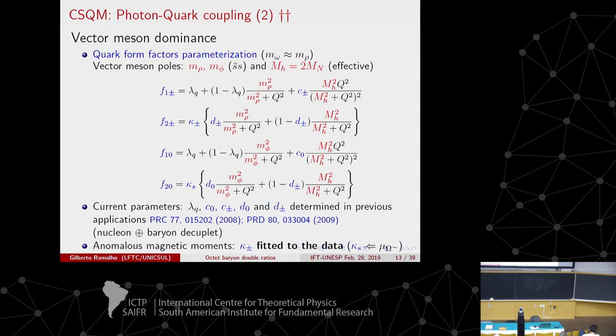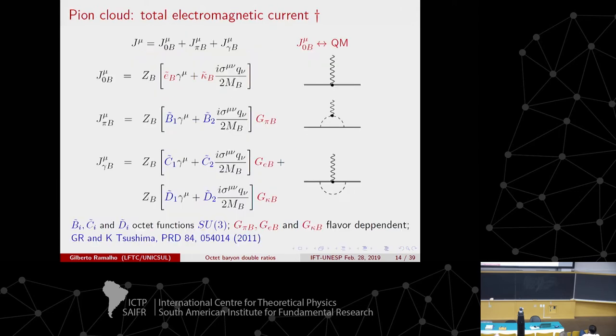So almost all these coefficients were determined in previous works by the studies of the nucleon and the baryon decuplet. The ones that we readjust here are only the anomalous magnetic moments of the quarks u and d, or if you want, isoscalar and isovector anomalous magnetic moments. When we consider the meson cloud, in first order, we have to consider these different diagrams. The first is just a coupling of the photon with the quark, but we also have a coupling of the photon with a pion and a coupling of the photon with some intermediate baryon here. Actually, we have two couplings, a coupling with a Dirac part and a coupling with an anomalous magnetic moment. All these functions are the same, B tilde, C tilde, and D tilde. These six functions are the same for all the octet in the context of SU(6) symmetry. The dependence on flavor comes from these functions here.